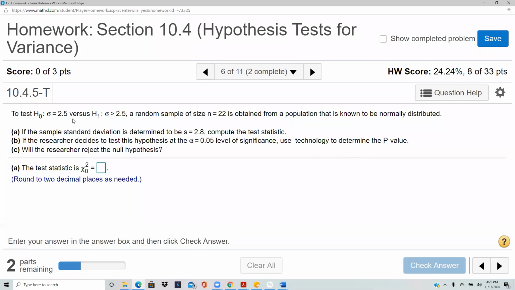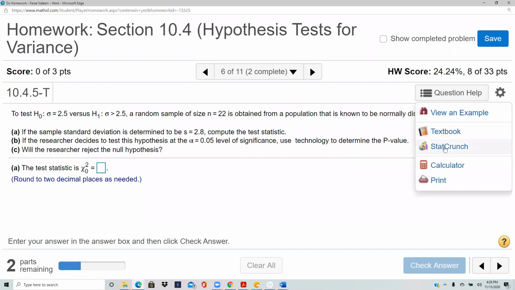To test the null sigma equals 2.5 versus sigma greater than 2.5, a random sample of size 22. If the sample standard deviation is 2.8, compute the test statistic. So you know that you will do the variance stats here because the hypothesis is about standard deviation.